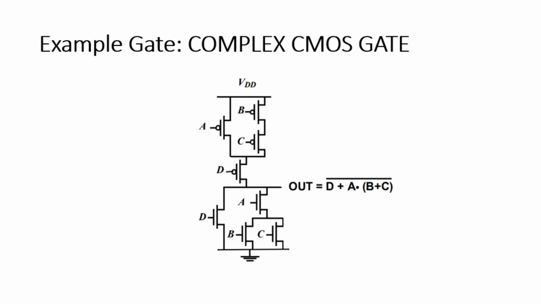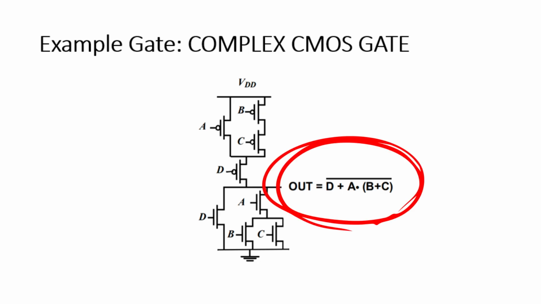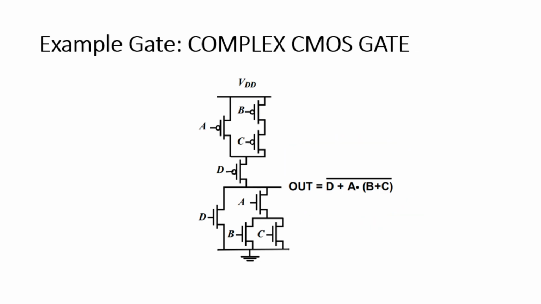Next, we will discuss how to build a complex CMOS gate, which is neither an inverter, NAND gate, NOR gate, exclusive OR gate, or exclusive NOR gate. So in this example, we are going to implement this logic, which is D plus A dot B plus C. Here, let's try to build this function.